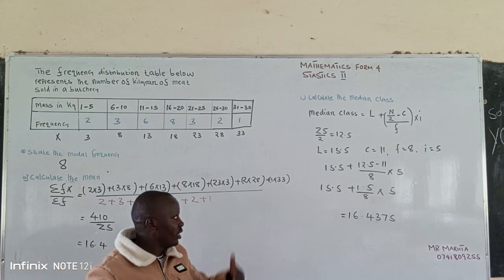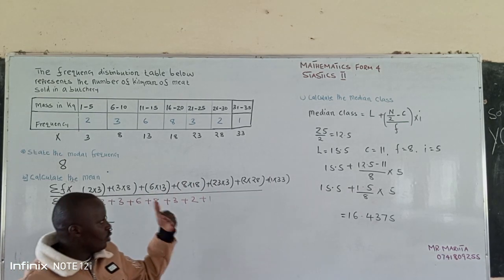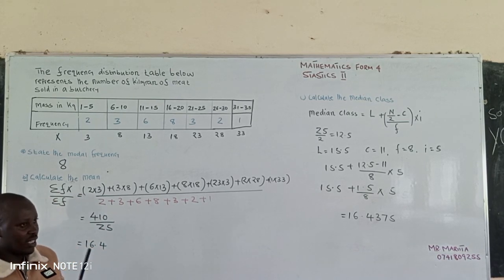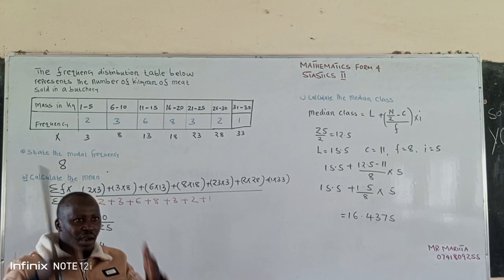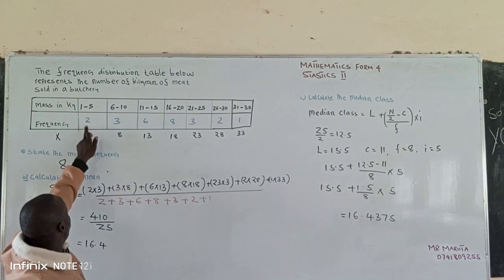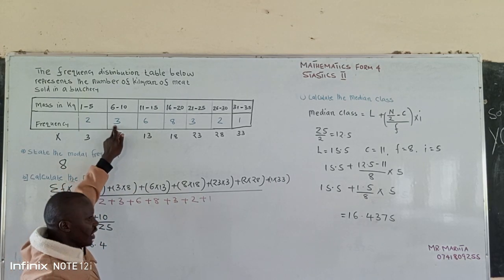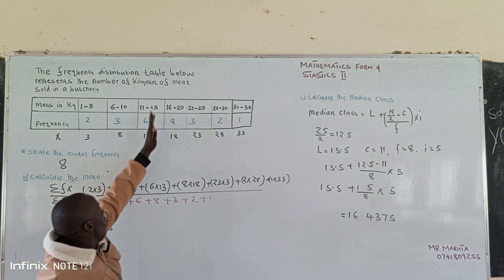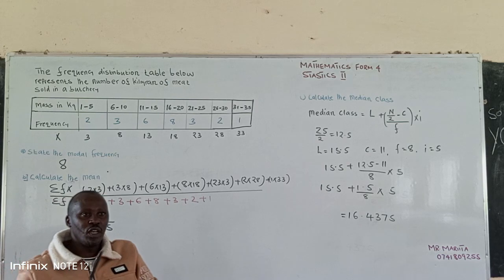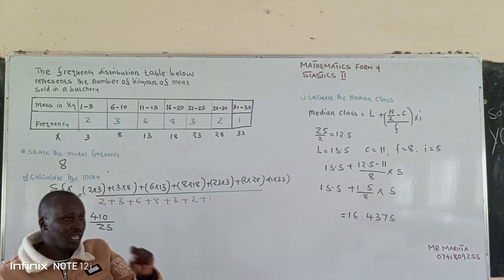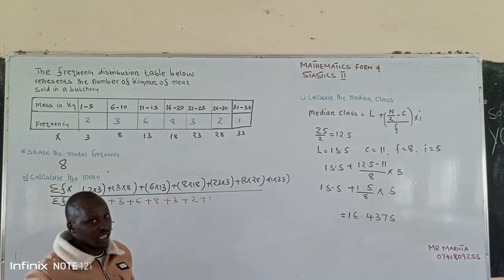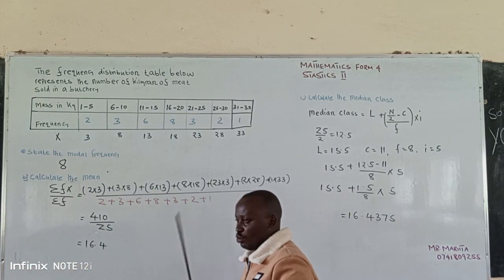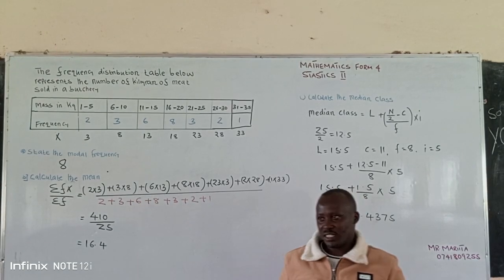Then you substitute, you identify the class interval, the frequency, and the cumulative frequency above the modal class. The cumulative frequency above the modal class means that you take 2 plus 3, which gives us 5, and 5 plus 6 gives us 11. 11 is now our cumulative frequency above the modal class, whose frequency is 8 in that case. So make sure you understand the formula very well for you to score well in this mathematics.